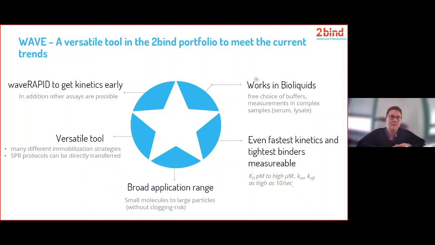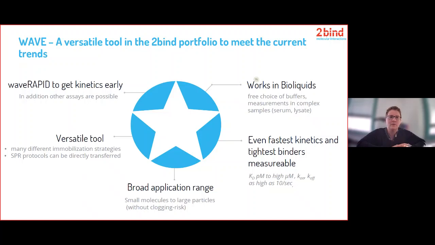You can even take the kinetic information to do MatCam optimization as a kind of a new measure, not just affinity. So you can also optimize kinetics, which is really great. And the second trend, which the Wave Rapid system and Wave Delta in general is also meeting, is to work in bioliquids, as I have shown in the antibody examples.